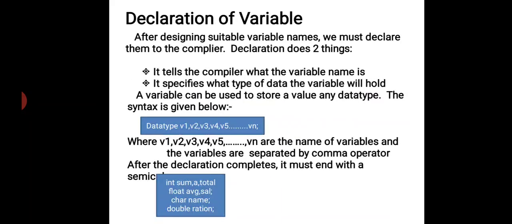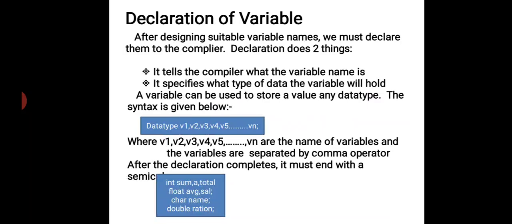Next, declaration of a variable. After designing suitable variable names, we must declare them to the compiler. Declaration does two things. First point, it tells the compiler what the variable name is. Second one is it specifies what type of data the variable will hold. A variable can be used to store a value of any data type.